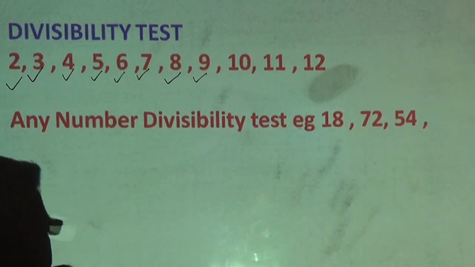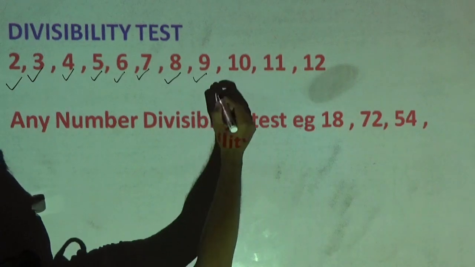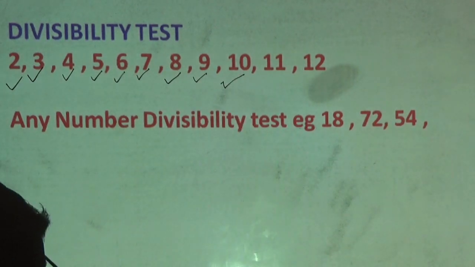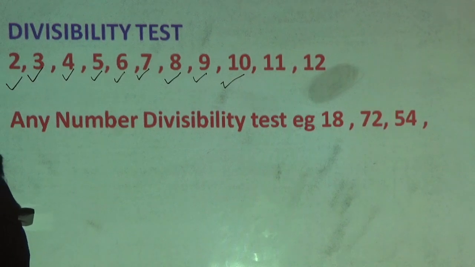So, how to check a number is divisible by 10? The units place should be 0. Okay, you know this. If the units place has 0, then the number is divisible by 10.